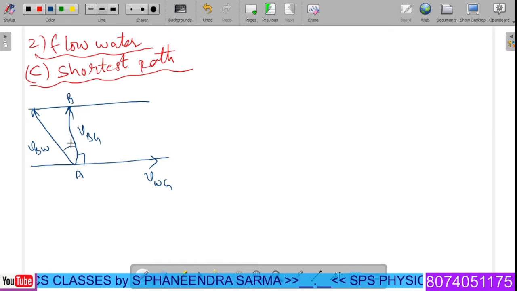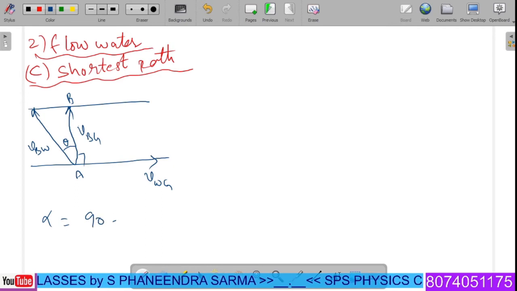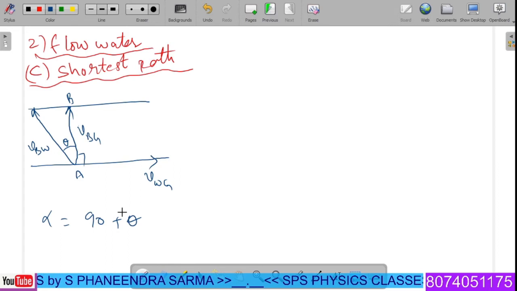Now this particular angle is called theta here. Therefore, the total angle alpha is equal to 90 plus theta. We can write down here that the boat should make an angle of alpha degrees with respect to water relative to ground, so that the object can reach exactly the opposite point in the shortest path.